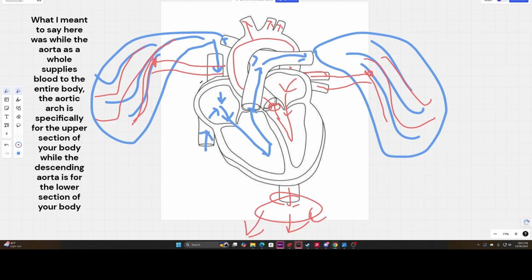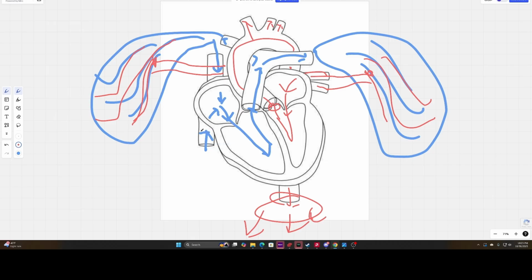And then your inferior vena cava will take that deoxygenated blood from the lower parts of your body back into the heart. This will take it from the upper parts of your body back into the superior vena cava. And then the cycle will start again of reoxygenating the blood. Okay.